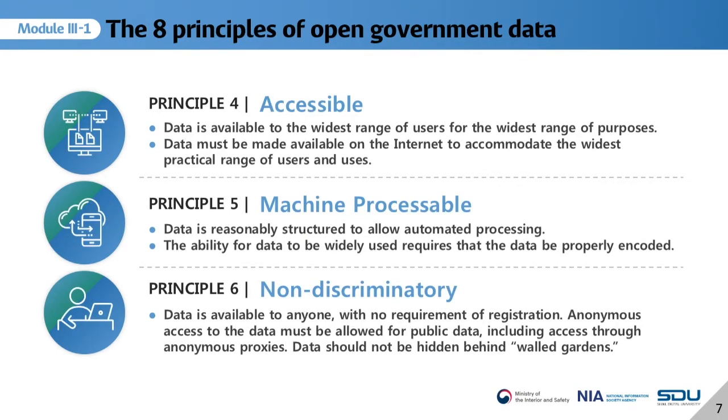Fourth principle, accessibility. Data is available to the widest range of users for the widest range of purposes. Fifth principle, machine processable. Data is reasonably structured to allow automated processing. Sixth principle, non-discriminatory. Data is available to anyone with no requirement of registration, which means there is no discrimination.